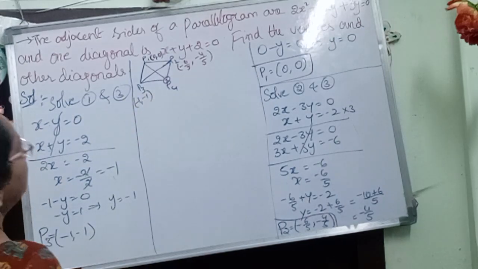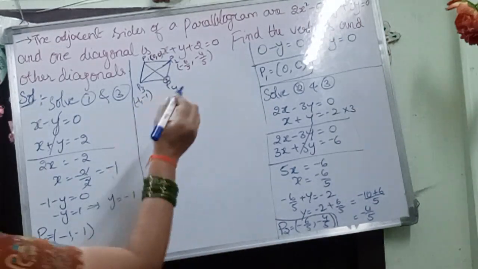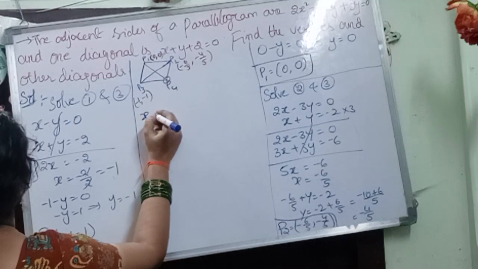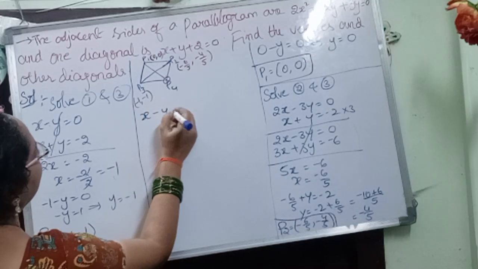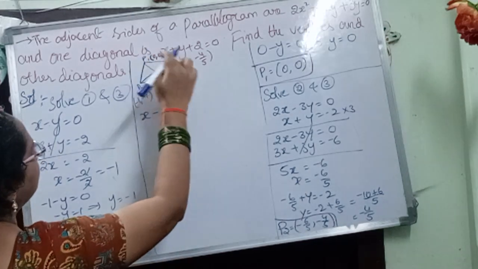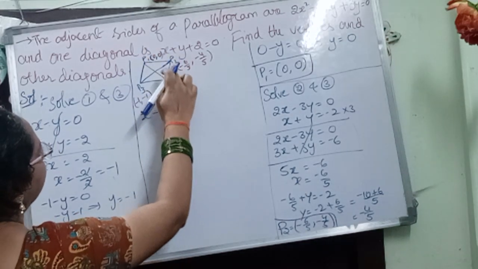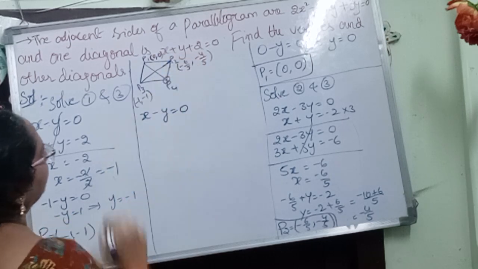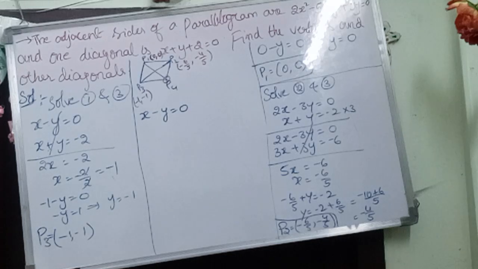Opposite lines are parallel. So take equation 1. What is equation 1? x minus y equal to 0. Right? This is the equation. This is the parallel equation. This is parallel to this, right? P2 to P4 is the line which is parallel to P1, P2.